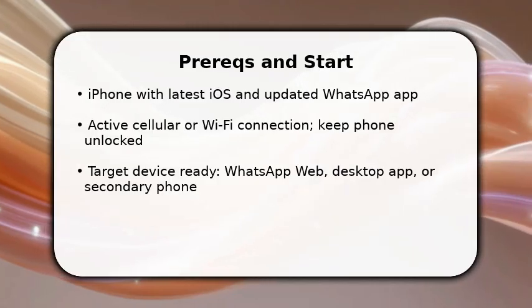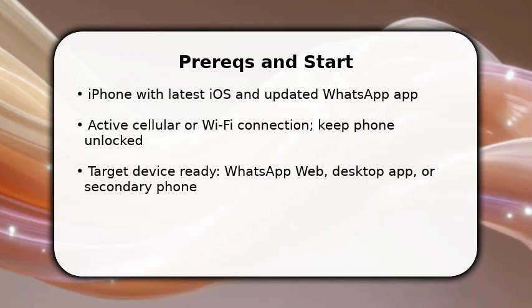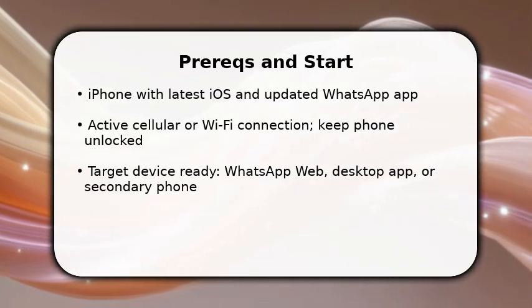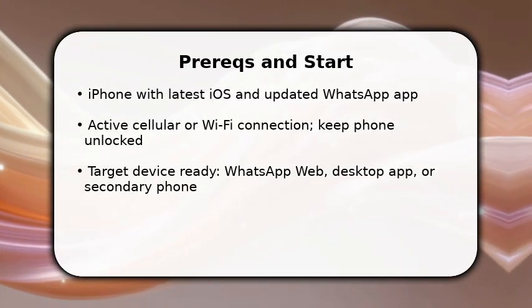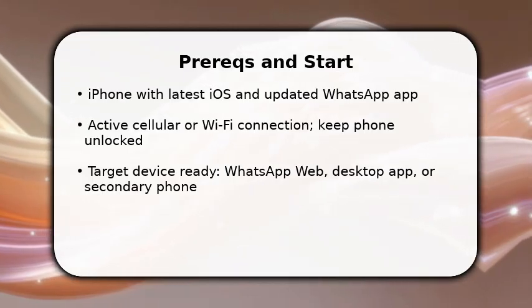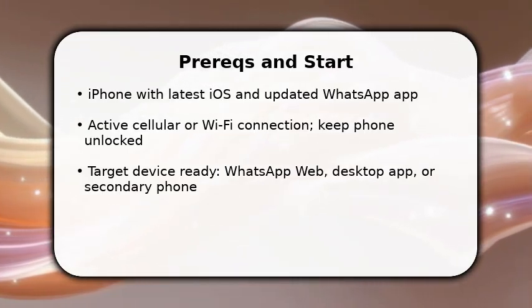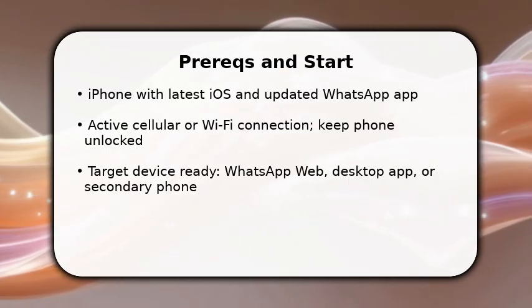You're starting the linking flow. Make sure WhatsApp on your iPhone is updated and your phone is unlocked. Open WhatsApp and tap Settings, then Linked Devices. Once there, choose Link a Device and keep the iPhone screen visible. You'll scan a QR code next.